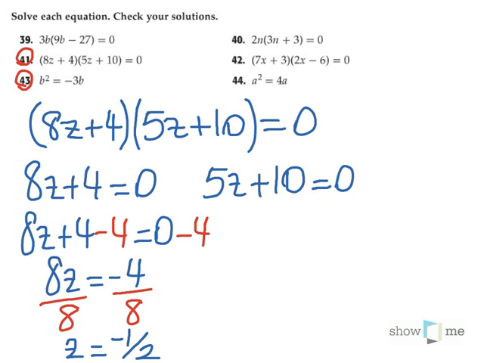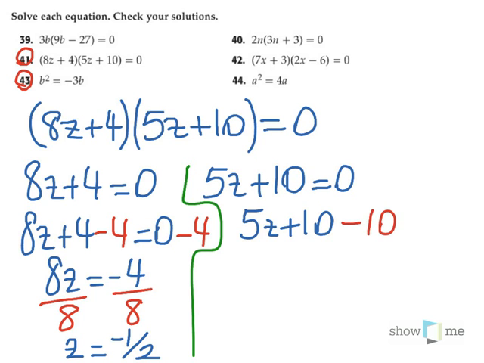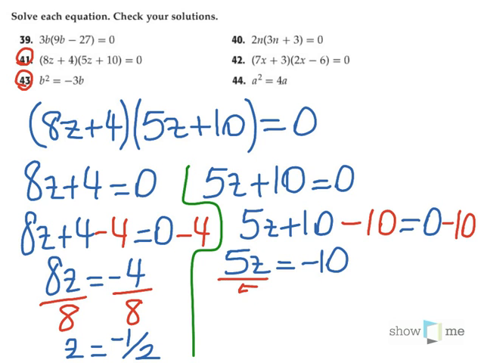On the other hand, 5z plus 10 minus 10 will be equal to 0 minus 10. So 5z will be equal to minus 10. Now if you divide by 5, you will get z to be minus 2. Now you see, these are our solutions for z.